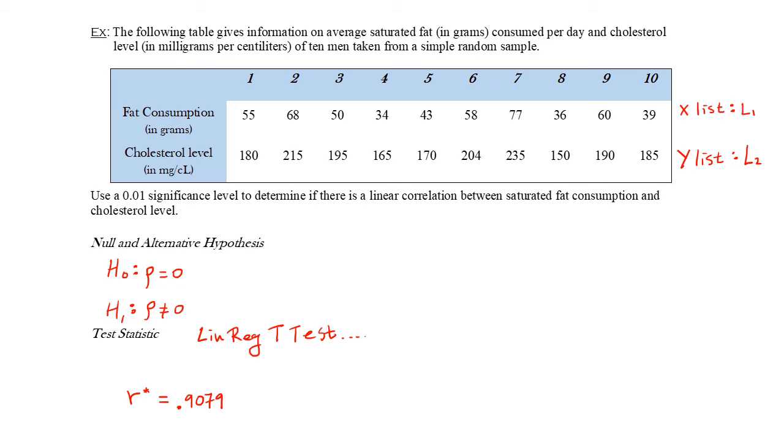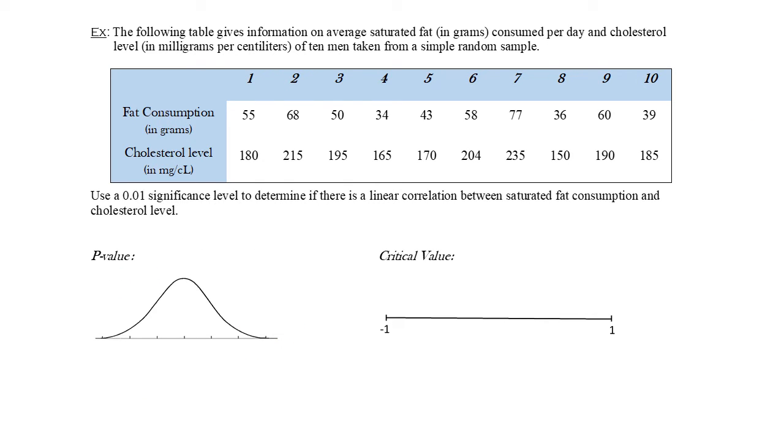Okay, and in this case, we're using a 0.01 significance level. So the next thing will be to compare the 0.01 significance level critical value with this coefficient for R that we got as our test statistic. So like I mentioned before, we're not going to use the p-value method here, but we're going to focus on the critical value method.